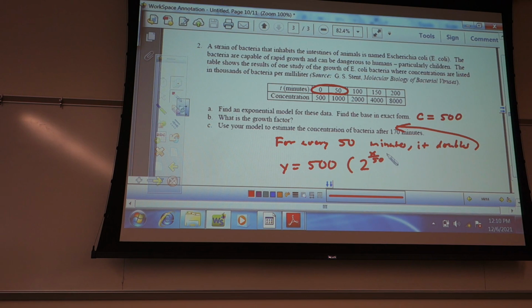I'm not going to give you one like this. So just write that and don't worry about it. We're not going to test on that one because that just gets really messy and confusing. It doubles for every 50 minutes.